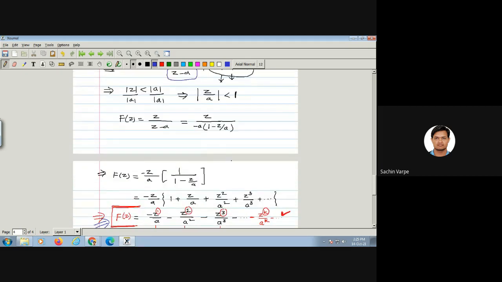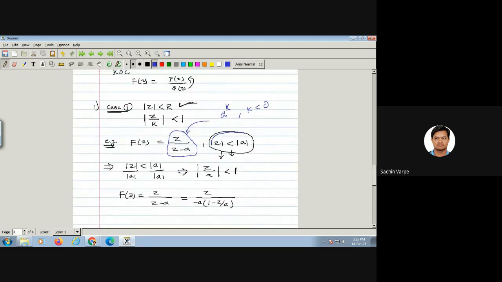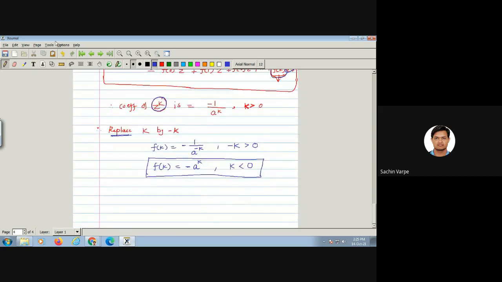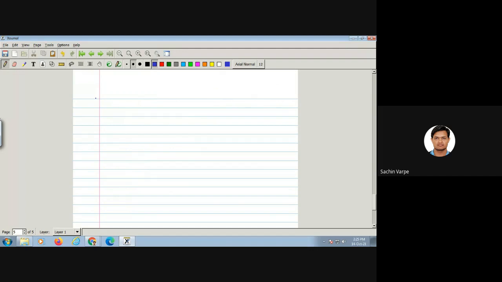So if this point is clear, then the second case will be clear definitely. Let me write that case also. That is for the greater condition. Case 2. You can ask your doubts related to the first case also, if any. So case 2. What does case 2 say? If mod z is greater than r. Now tell me, what will be less than 1 then? How do I write something less than 1 here? If mod z is greater than r.